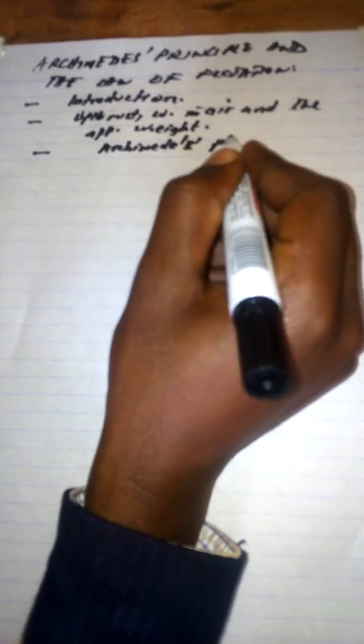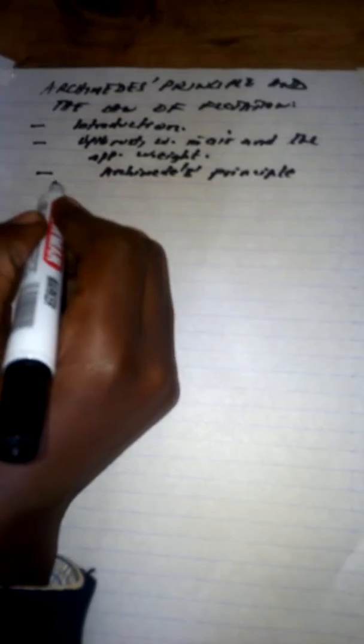We will state Archimedes principle, and we will state its application in determining the relative density of solid and liquid. We will also state the flotation law. And lastly, we will discuss the application of flotation law in our daily life.